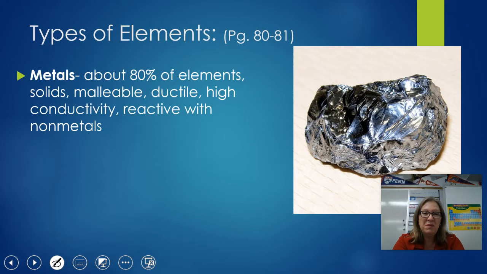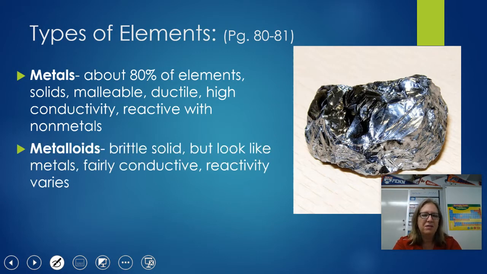But first, there's basically only 3 types of elements. About 80% of them are metals, okay? And these metals are solids. They are malleable, which means they can be shaped. They are ductile, which means they can be stretched. They have high conductivity for both heat and electricity. And they're pretty reactive with nonmetals, okay? So about 80% of the elements on the periodic table are metals. They're not always shiny, though, which is interesting. That's kind of an assumption we make about metals. A lot of them are, but not all of them.